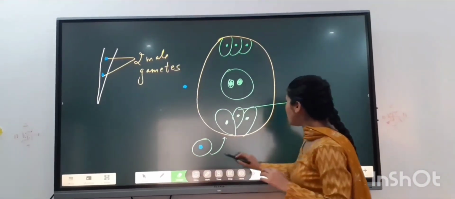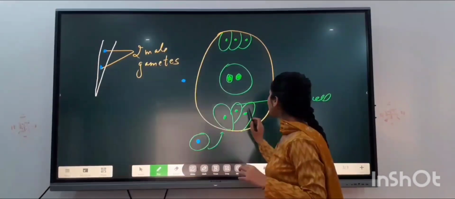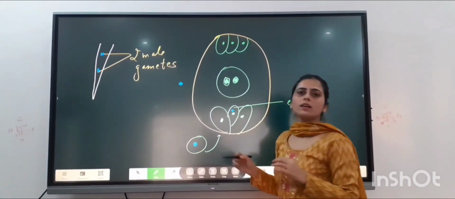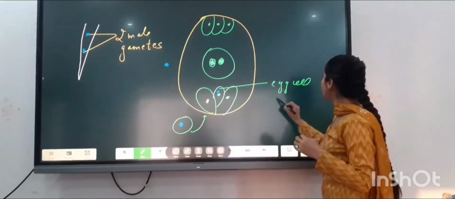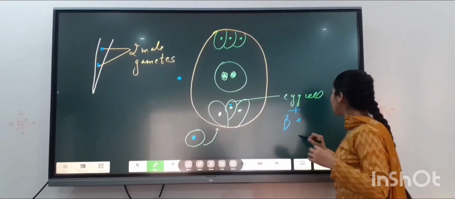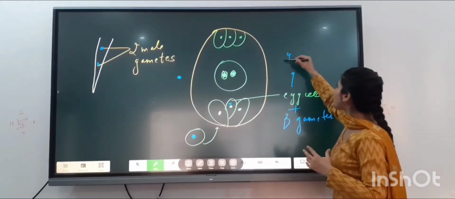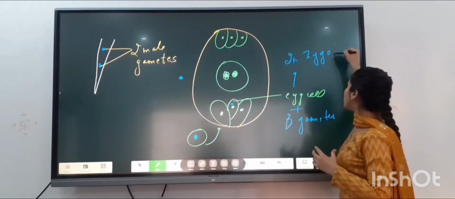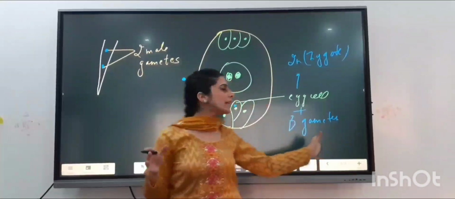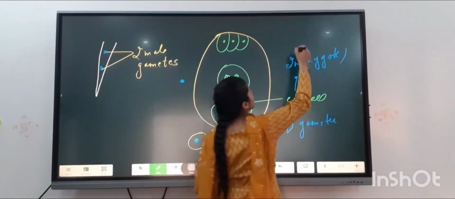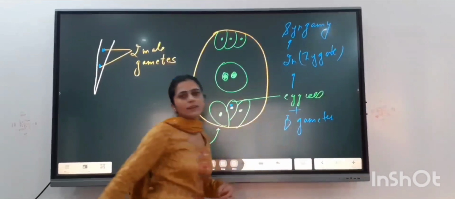Now this fusion of the male gamete with the egg cell, this is the egg cell and this is the male gamete, leads to the formation of a diploid structure which is known as zygote. And this fusion of one male gamete with the egg cell is known as syngamy.